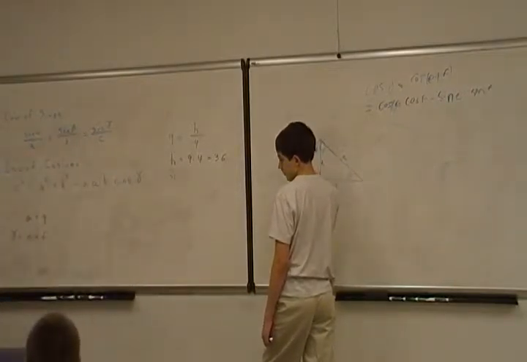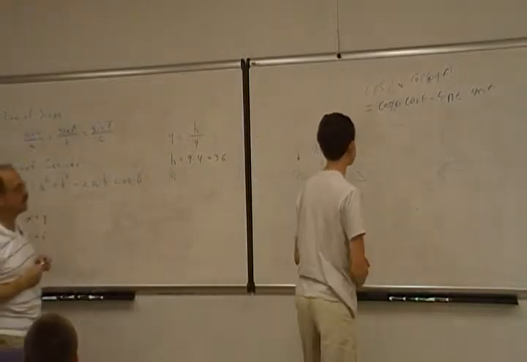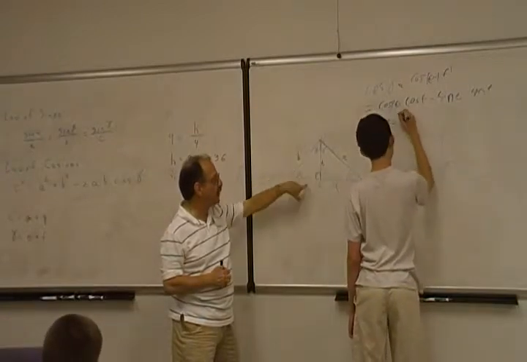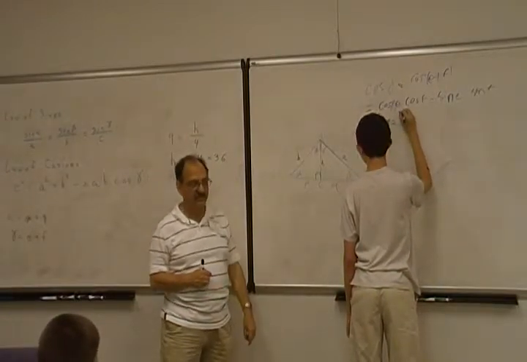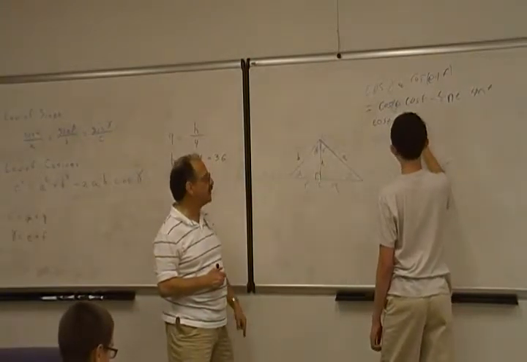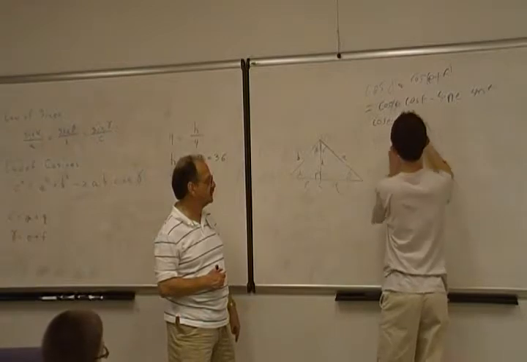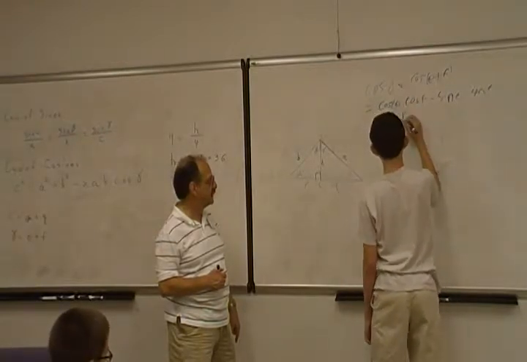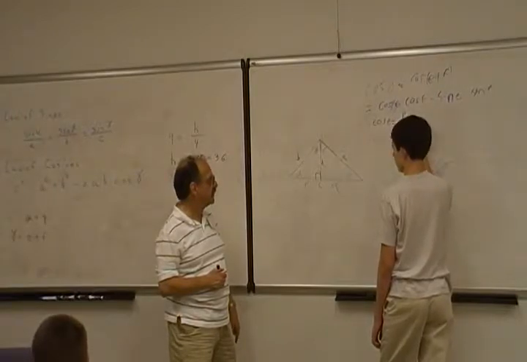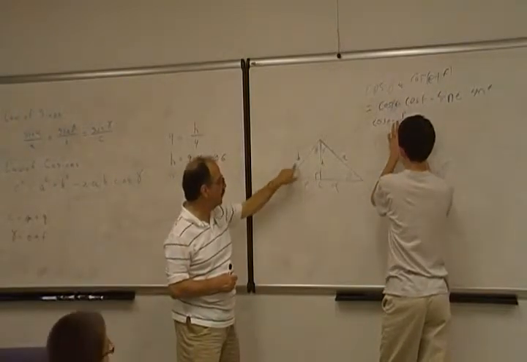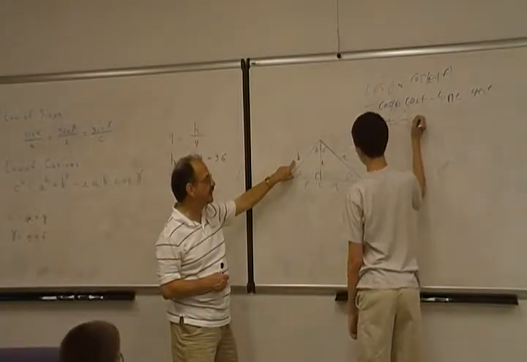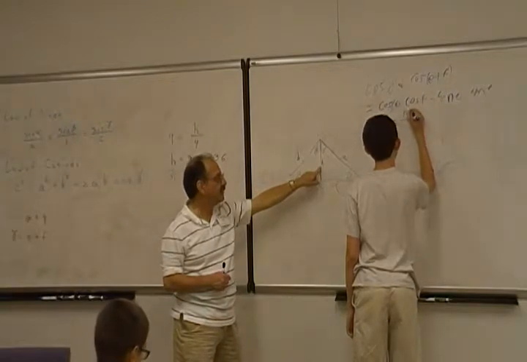Everybody know the answer to my question? The cosine of E is equal to what over what? H over B. We have B, H, and P. What over what? That is opposite over hypotenuse. Cosine is adjacent over hypotenuse.